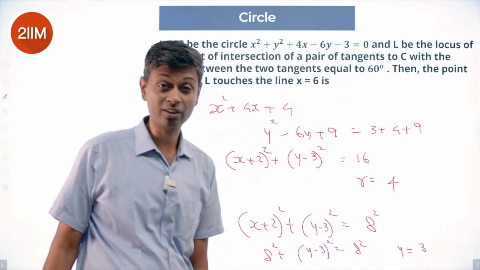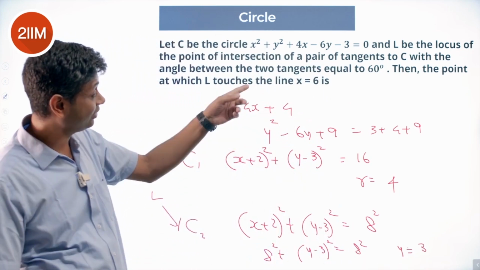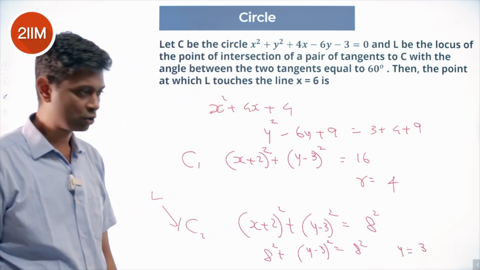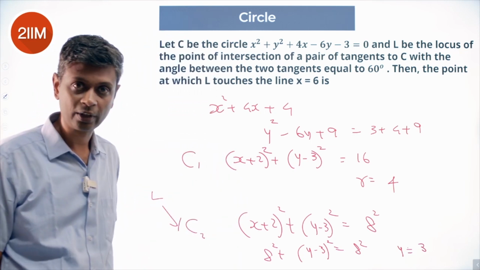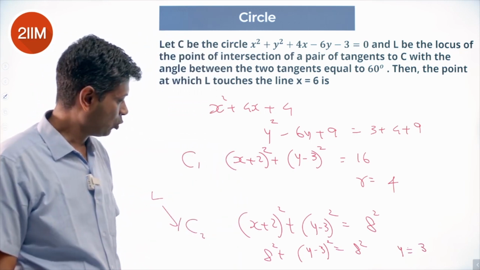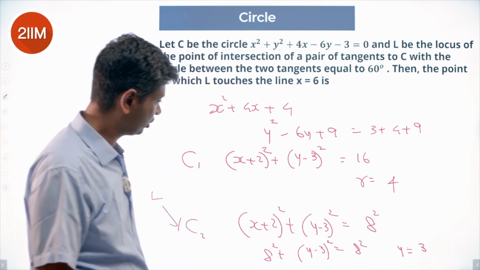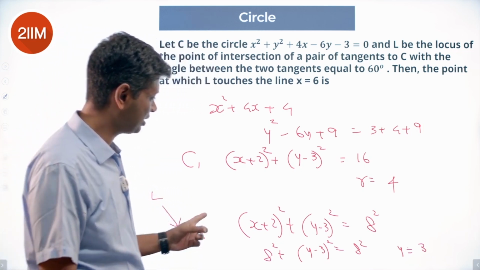Quite clearly, it touches at only one point, 8 comma 3, or the line x equal to 6 is a tangent to this circle. (x plus 2) plus (y minus 3) whole square equal to 8 square. It touches at the point x equal to 6, 6 comma 3. 6 comma 3 satisfies this equation.